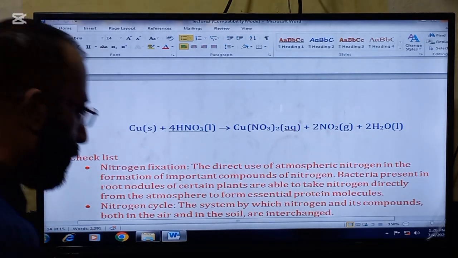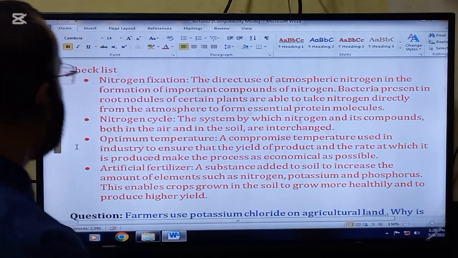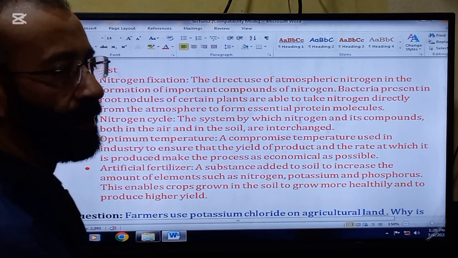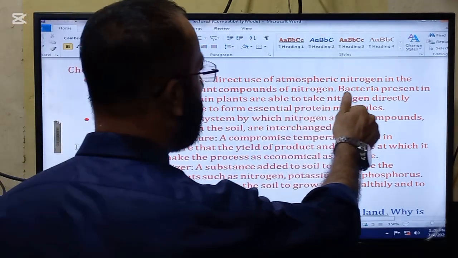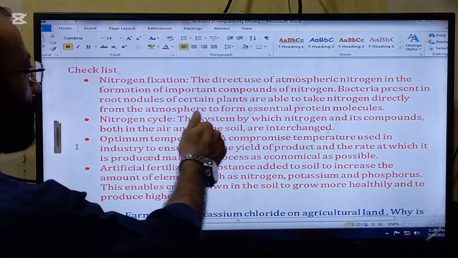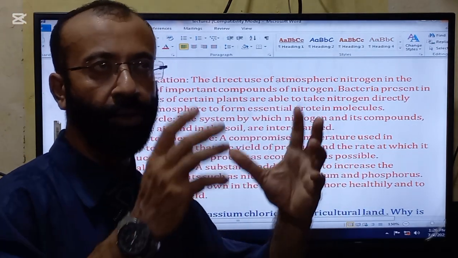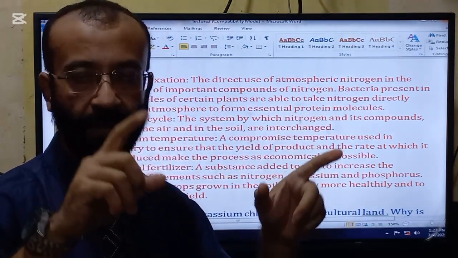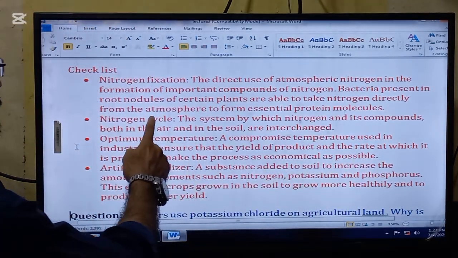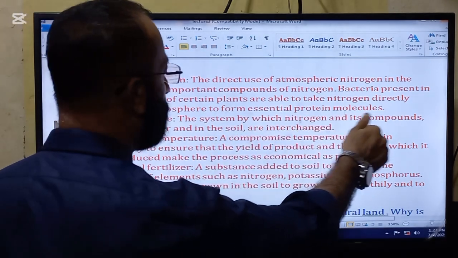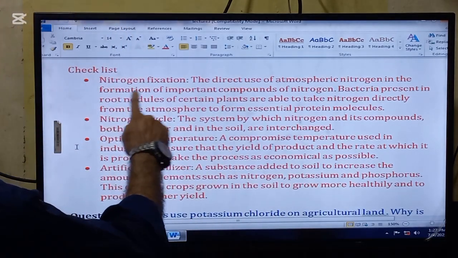Okay, the next thing that we are going to read is the checklist. That is some definitions. The first definition is nitrogen fixation. So what is nitrogen fixation? It is the direct use of atmospheric nitrogen in the formation of important compounds of nitrogen. Bacteria present in the root nodules of certain plants are able to take nitrogen directly from the atmosphere to form essential protein molecules. So this is called nitrogen fixation.